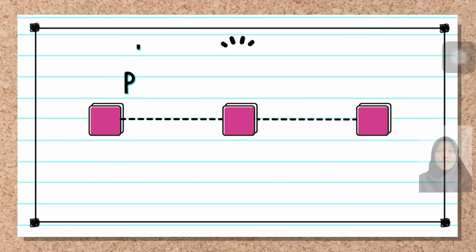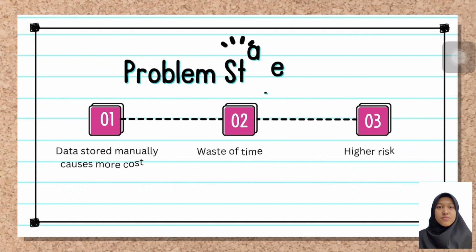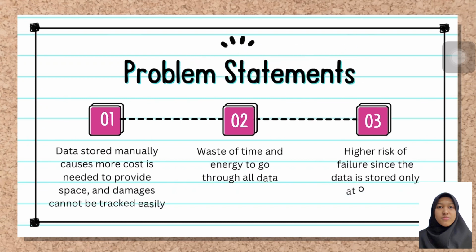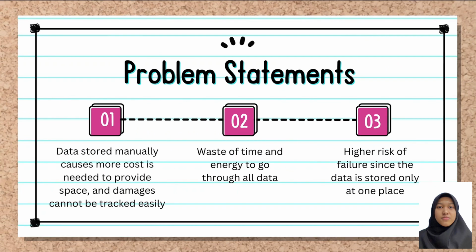So the problem statement is data stored manually causes more cost is needed to provide space and damages cannot be tracked easily. Then it is a waste of time and energy to go through all data, and high risk of failure since the data is stored only at one place. It requires a lot of time and energy to find certain data manually.